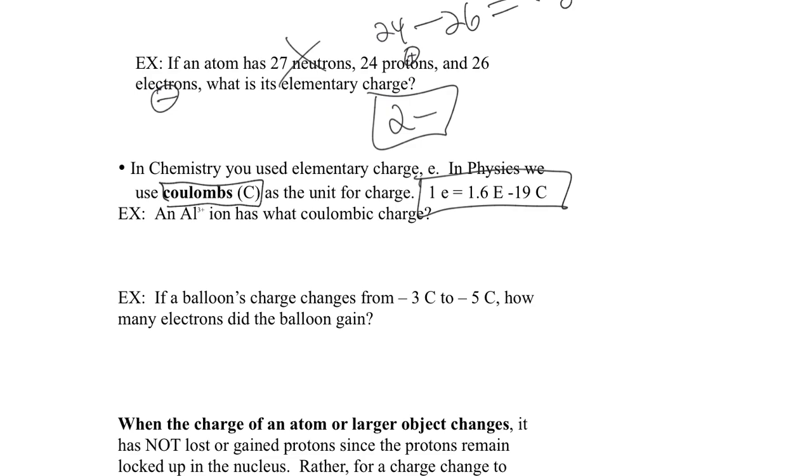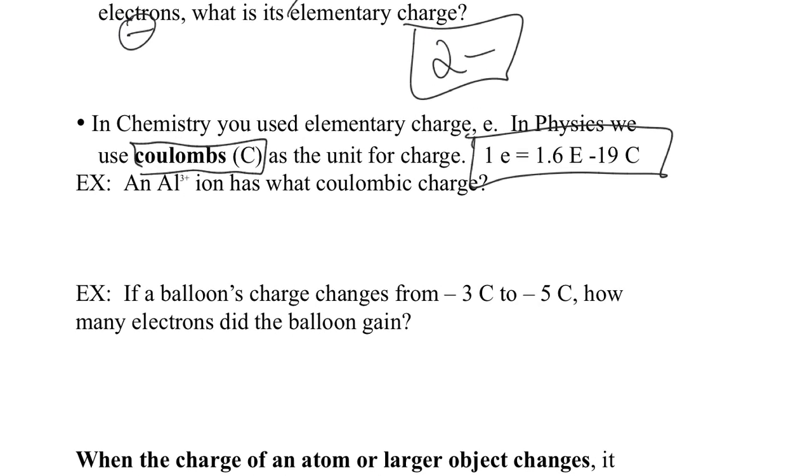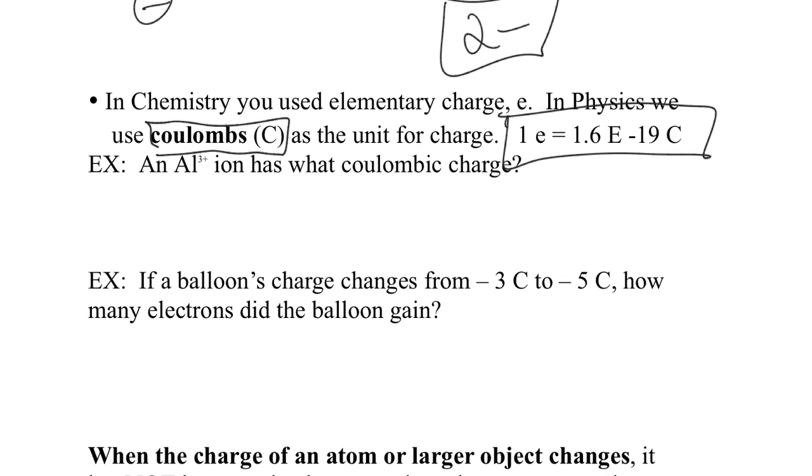Okay, so an aluminum ion has what coulombic charge in physics? So E equals 3 plus. So I'm going to say 3 times E, that's 3E. Do some dimensional analysis if you want. E is 1.6 e to the negative 19 coulombs.